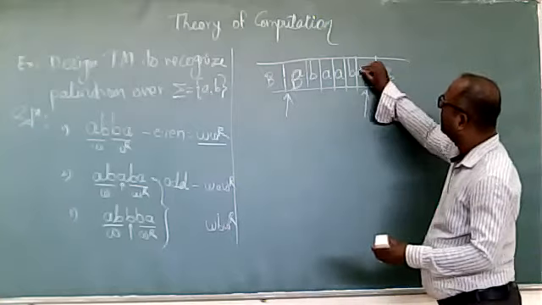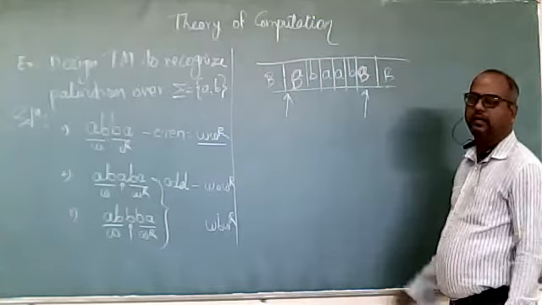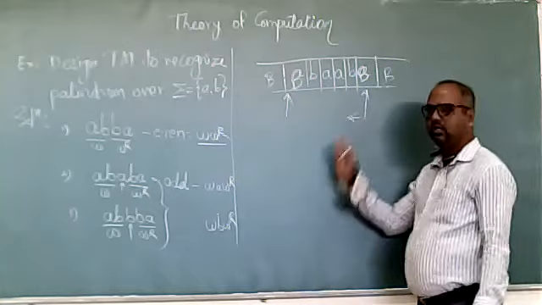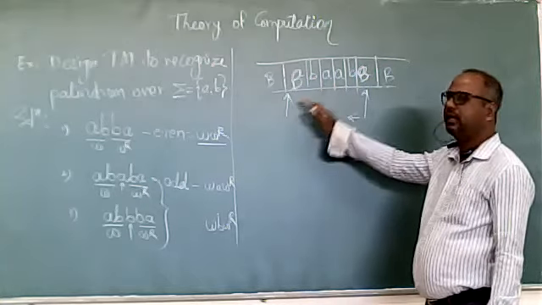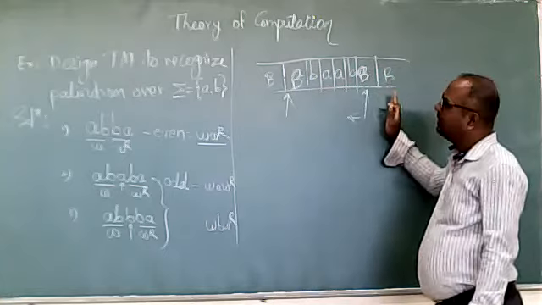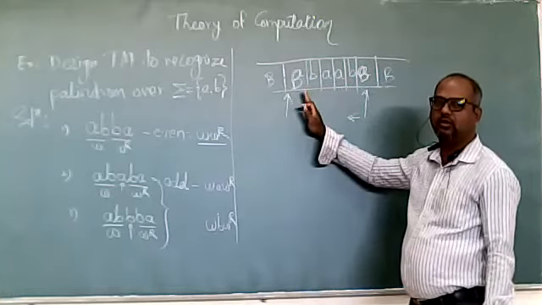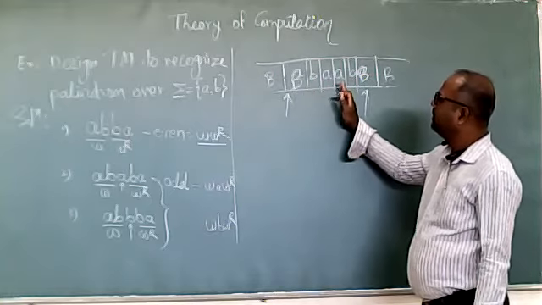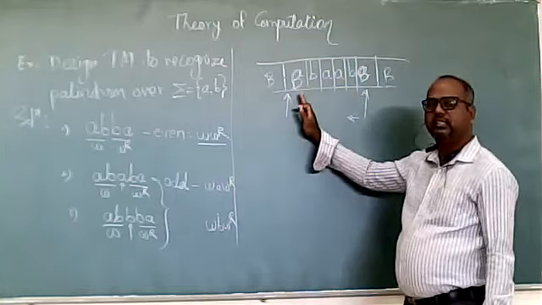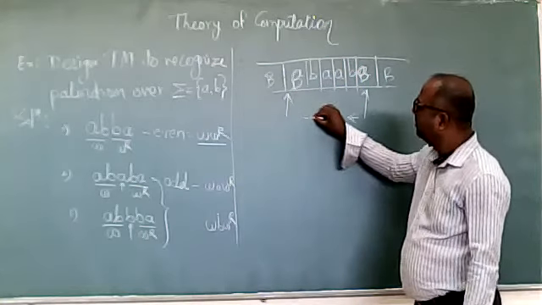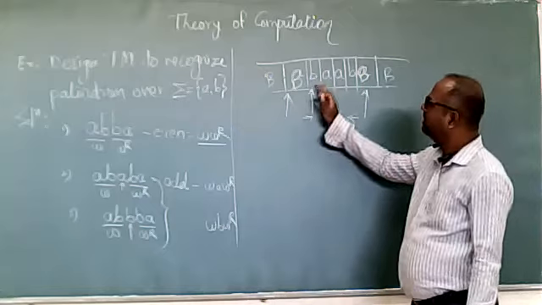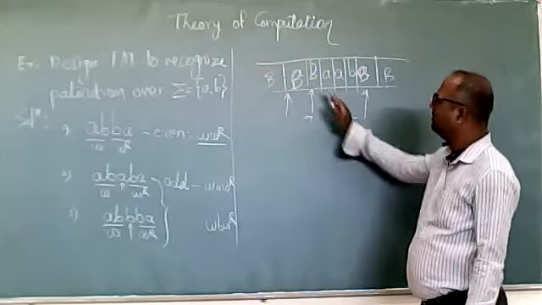Last symbol, if it is a, make it blank and keep the direction to the left. Because the first symbol we have made blank, the last symbol we have made blank. Now again we have to go to the second symbol. So when we are going left, skip everything. When we get this blank, change the direction. That will give you the first symbol. Now if it is a b, make it a blank, same logic.